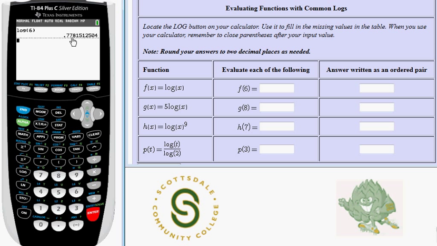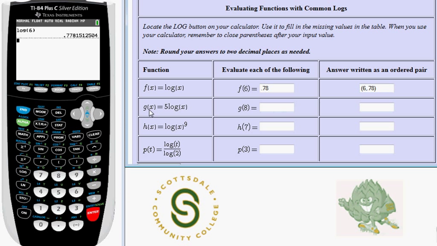To two decimal places, I'm going to round that second digit up since the 8 is 5 or bigger. So I'm going to get 0.78. Type that into this cell. Written as an ordered pair, the notation is left parenthesis, that's shift 9. Our input was 6, comma. The output was 0.78, right parenthesis.